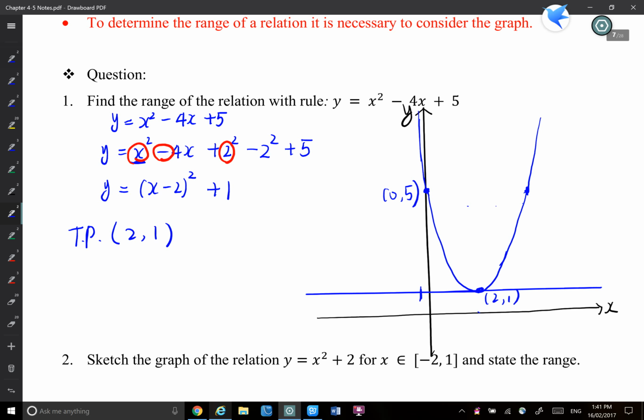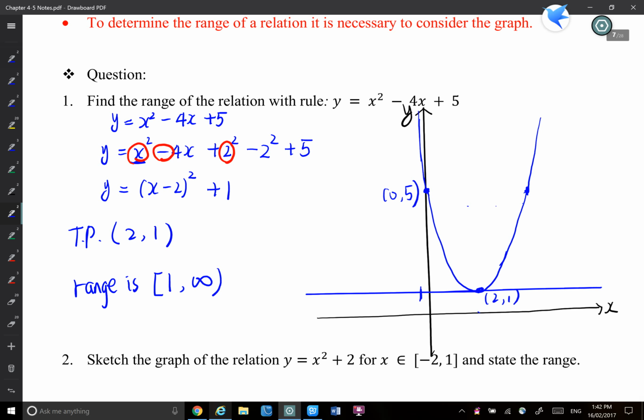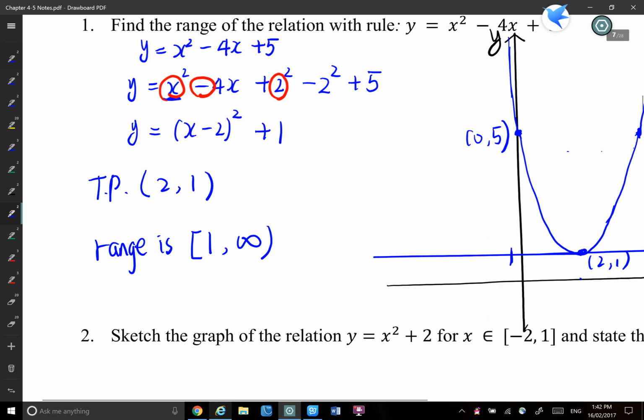So basically my y value will be 1 to infinity. Think about the notation we learned yesterday. I can take the value 1, so I will use a closed bracket for 1 to infinity. There are a lot of values I can take, but the minimum value I can take is 1. The maximum value is infinity, so the range is 1 to infinity.